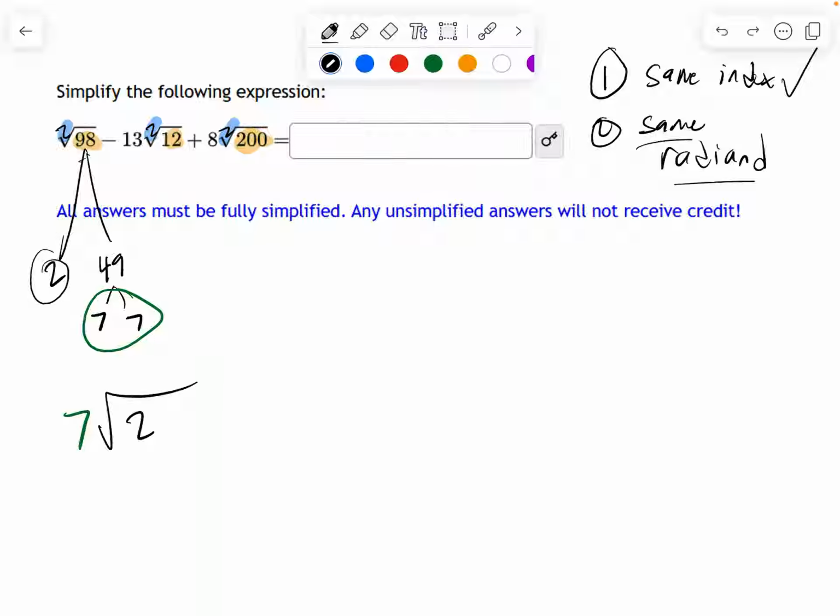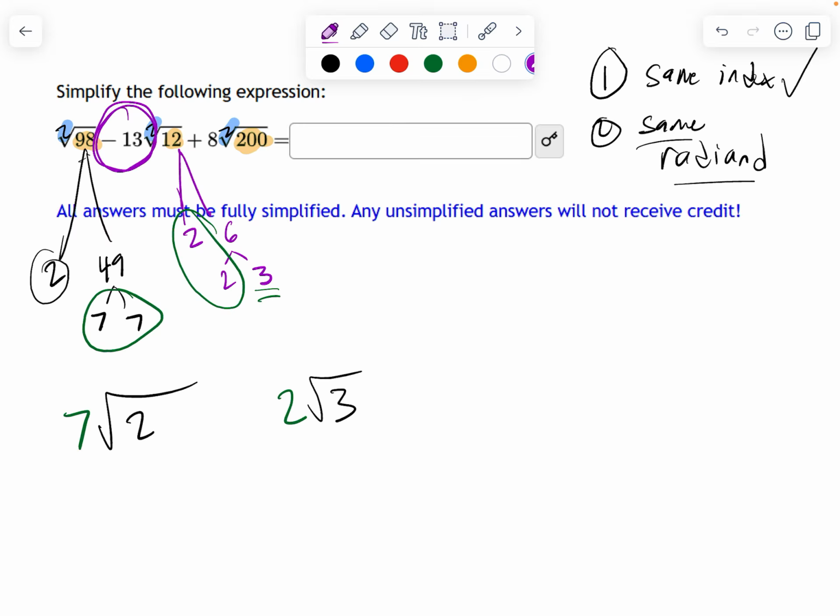Simplified. All right, next one, 12, that's at least even, so 2 and 6, which is 2 and 3, and oh look, a pair of 2s, which means a 2 comes out, and then what doesn't have a pair, which is our 3, stays behind, right? Now there is something for us to consider here: in front of that radical was a negative 13, which means that my 2 has to interact with that 13.